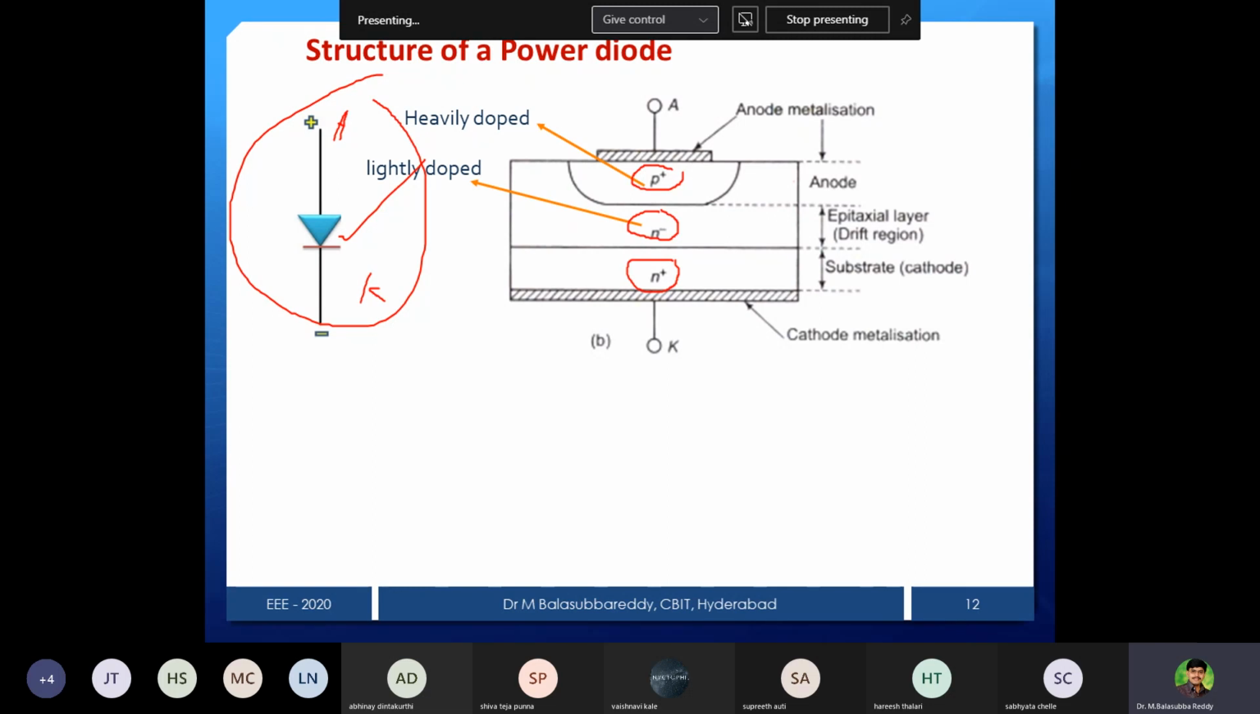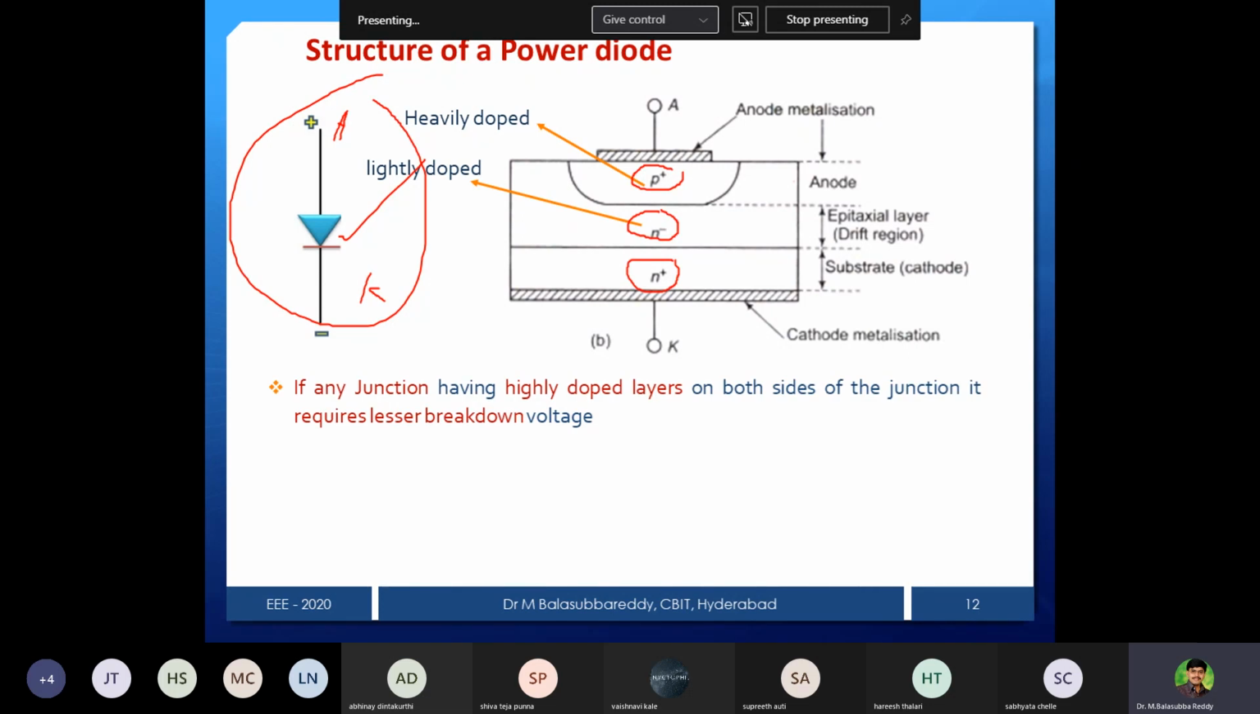Then another region is formed, that is the drift region, which is lightly doped. Now you can see this sentence: any junction having highly doped layers on both sides, like the P plus and N junction, if both are highly doped, requires a lesser breakover voltage. To turn it on, we require only a low breakover voltage.